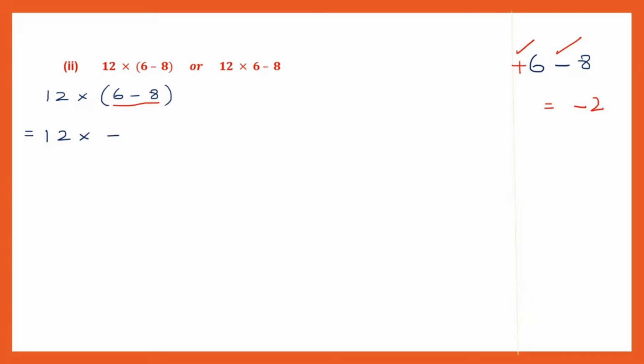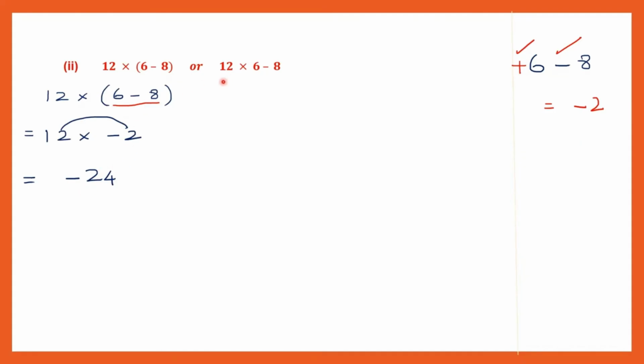So 12 into minus 2. So now it is multiplication and we're going to use the rules for multiplication. According to this, what does it say? If there is one negative sign, 1 is an odd number, so your answer will be negative. So that means my answer will have a minus sign. Now I have to multiply only the numbers. 12 twos are 24. So this rule is to be applied only for multiplication, where we say if there is only one negative sign, the answer will also be negative.